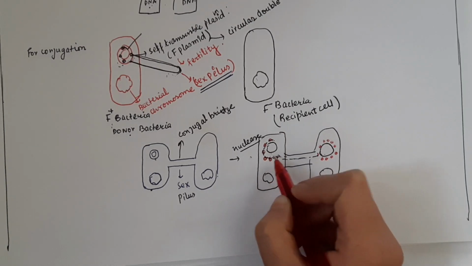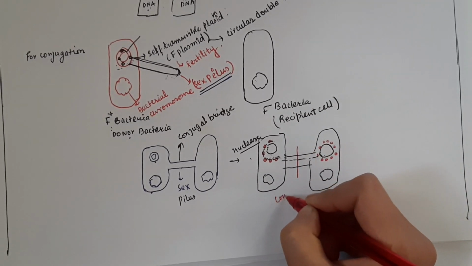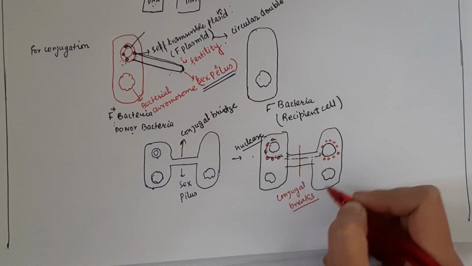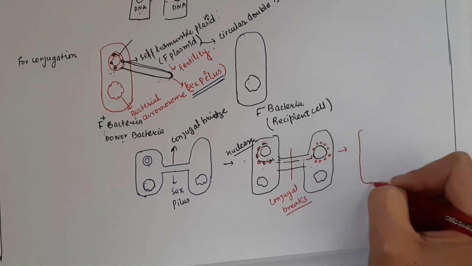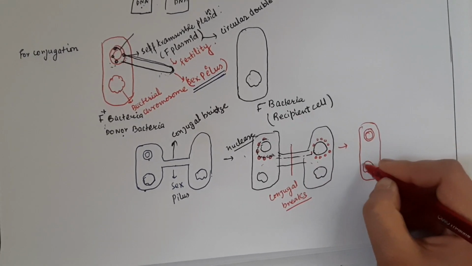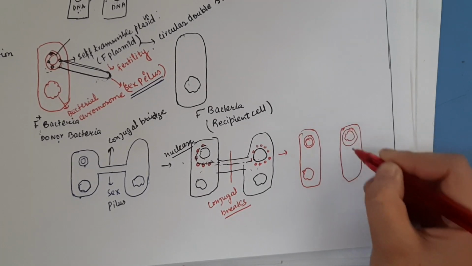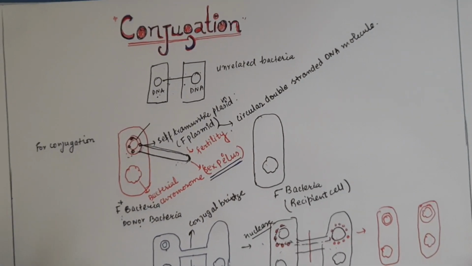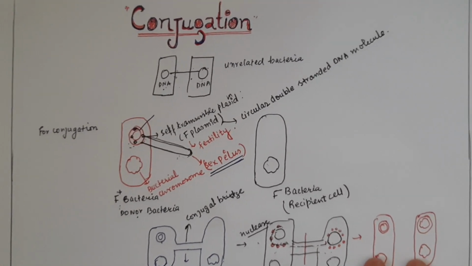At the end of the sexual union, the conjugal bridge breaks, and both bacteria now possess the plasmid. So this is what happens in conjugation. It's an extremely efficient process of genetic transfer from one bacterial cell to another bacterial cell.